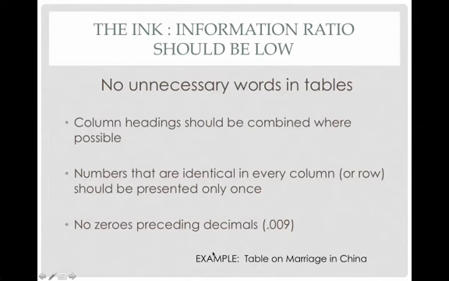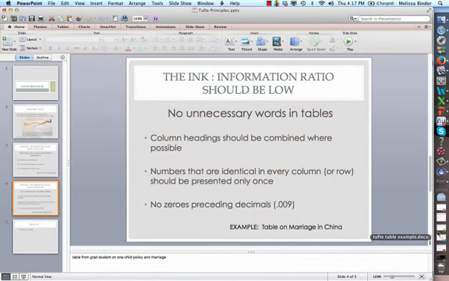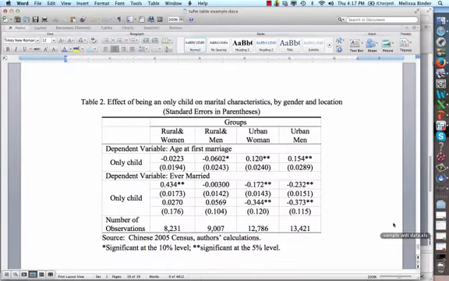Okay, so let's go to my next example. And that should be right here. Okay, so here's a table from a manuscript that I recently received to review. It says, Table 2, effect of being an only child on marital characteristics by gender and location. Standard error in parentheses. Okay, so one thing, this is not quite Tufte, but this is also something about thinking about what your tables look like.